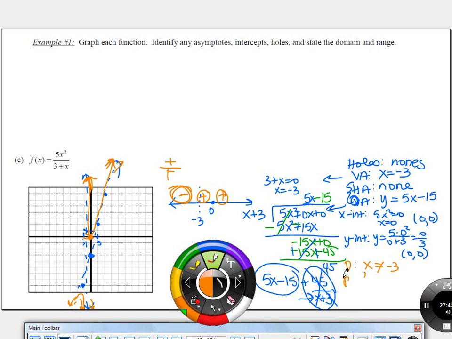And our range, again, because we're estimating, you just have to use where you've plotted the points. So y is definitely greater than or equal to 0. Or, let's say I had this curve right here, which is 1, 2, 3, 4, 5, 6, 7, 8, 9, negative 9. Y is less than or equal to negative 9.